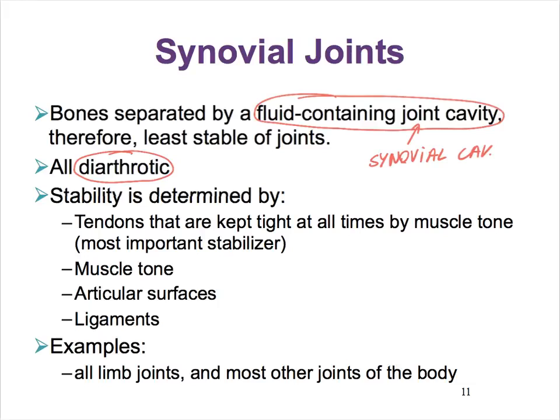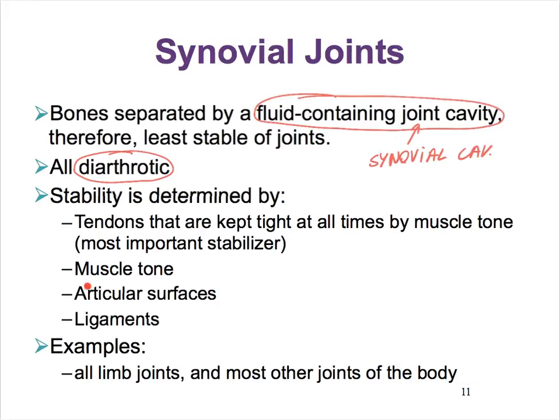And I'll start with the bottom two bullets here. So clearly ligaments, which of course are the dense connective tissues that interconnect our bones. They connect one bone to another. Ligaments are going to hold our bones in place in a synovial joint.